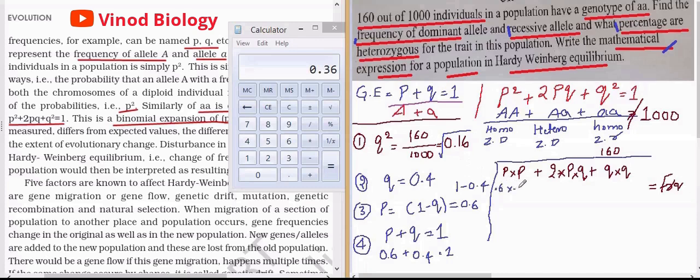0.6 into 0.6, that is p square. What is this answer? 0.36. Understood? Is it clear? Have you understood? So simple, here account this. Or I'll write it. So what is p square? Same thing, that is 0.36, right? 0.36. That is p square.